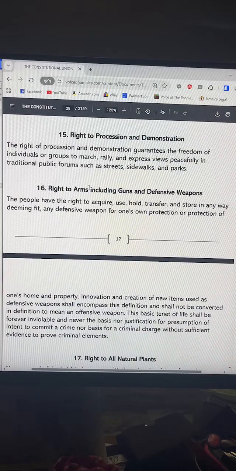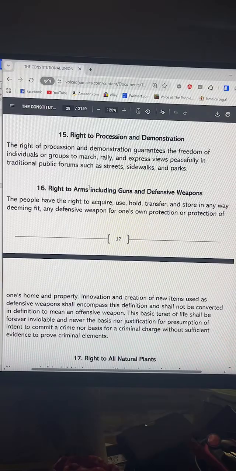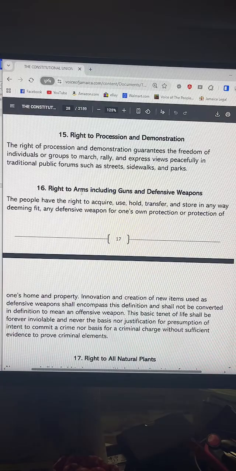NTC, I disapprove on 16. Let us move on to 16.